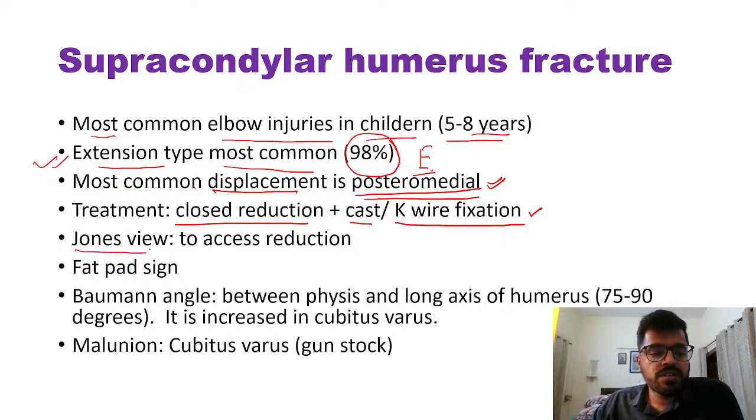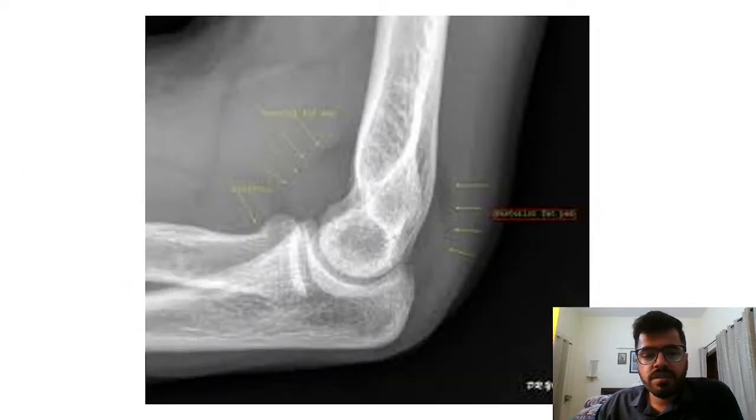Jones view is done to assess the reduction. Then we have something called fat pad sign. This is the fat pad. This is seen in occult fractures. When we are not able to appreciate a fracture, we should look for the fat pad sign. It is seen in supracondylar humerus fractures.